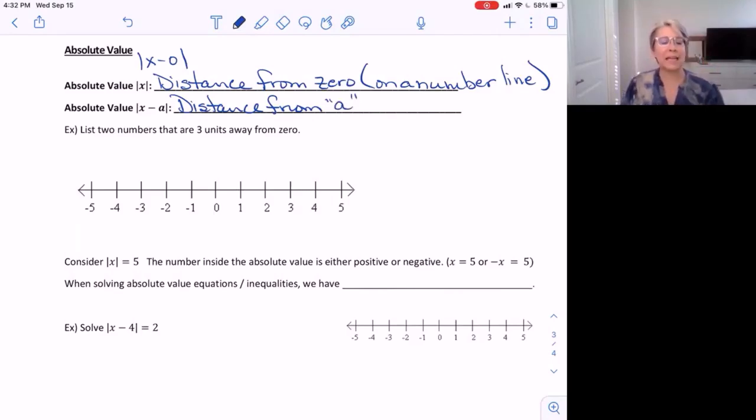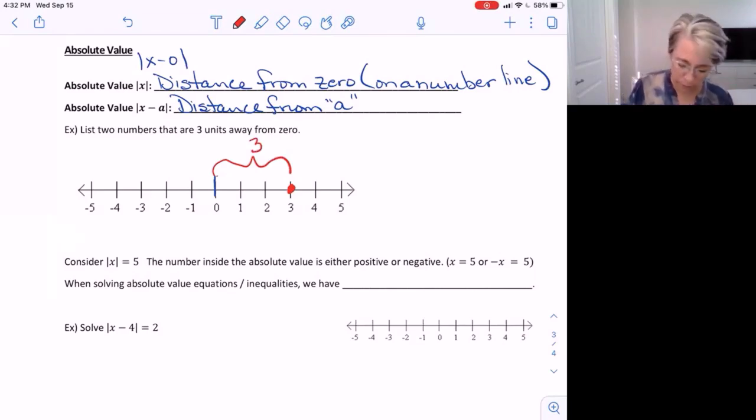So in this next example, let's consider two numbers that are 3 units away from 0. So here's our 0 in the middle. We can look at the number 3. Number 3 is exactly 3 units away from 0. But there's always another number that has that same distance from 0. That's its opposite counterpart. -3 is also 3 units away from 0.